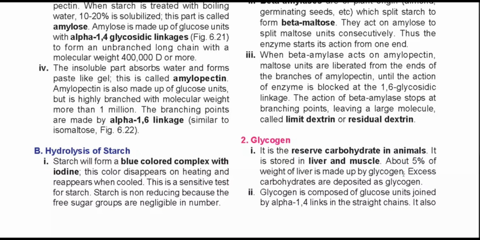Excess carbohydrates are deposited as glycogen. Glycogen is composed of glucose units joined by alpha 1,4 links in straight chains, with alpha 1,6 glycosidic linkages at the branching points. The molecular weight of glycogen is about 5 million, and the innermost core of glycogen contains a primer protein, glycogenin. Glycogen is more branched and more compact than amylopectin.